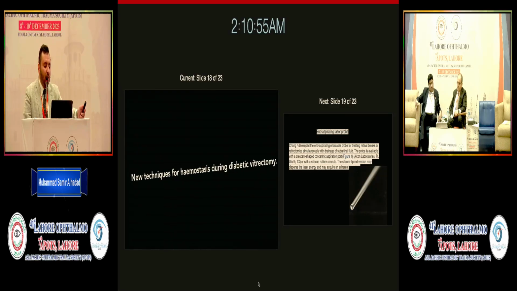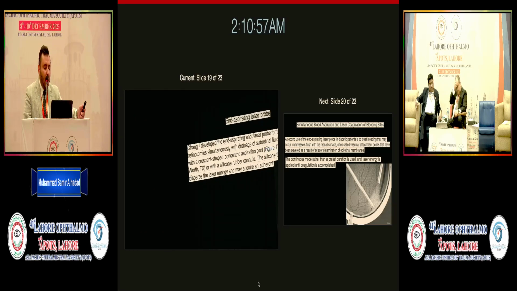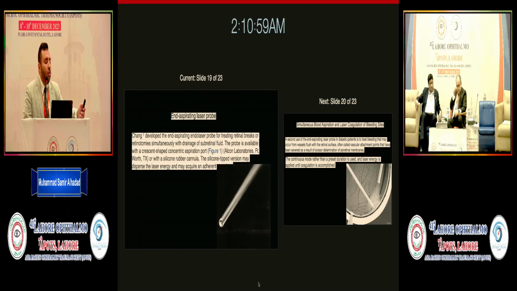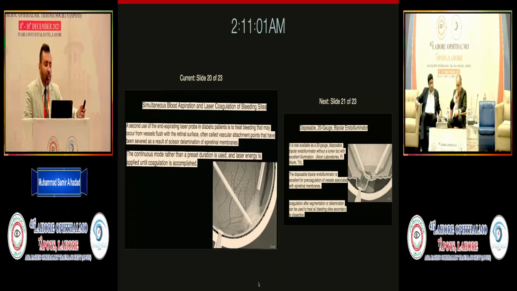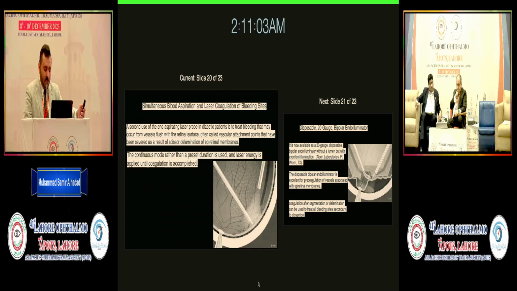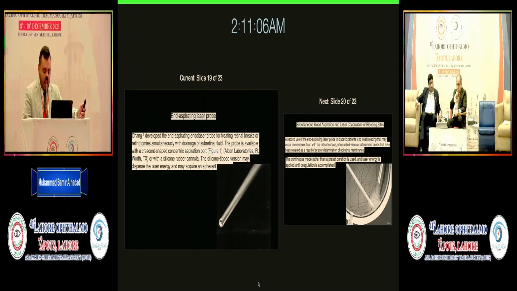I will go rapid. I will just show the new instruments and the new techniques in stopping this bleeding intraoperatively. The endo-aspirating laser probe. They invented a laser probe that is a laser and at the same time a flute needle.